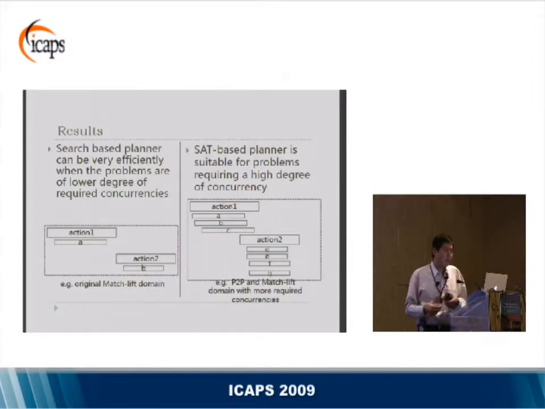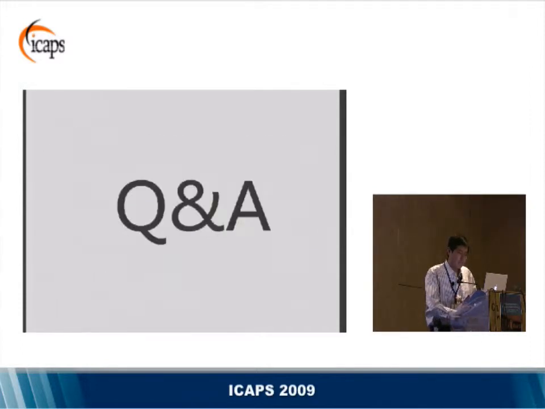So, in conclusion, we feel that both search-based and SAT-based planners are a very good approach, but they are suitable for different kinds of domains. I think a search-based planner is more suitable for problems with a lower degree of required concurrency, but a SAT-based planner is suitable for problems with a high degree of concurrency, but where the action duration is not too long. So there's a trade-off there, and it depends on the domain. So that's it. Thank you very much.